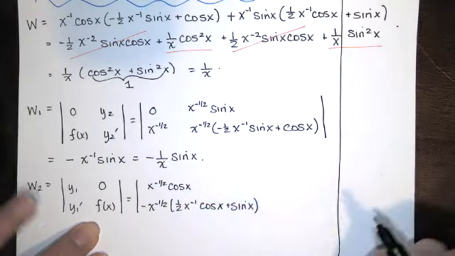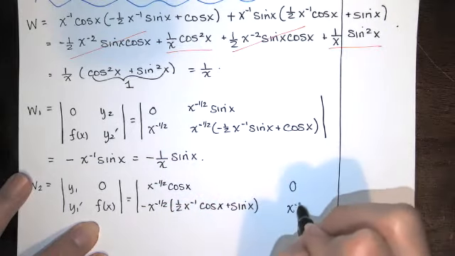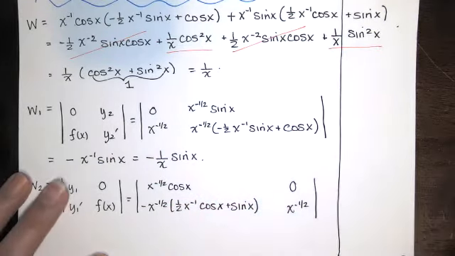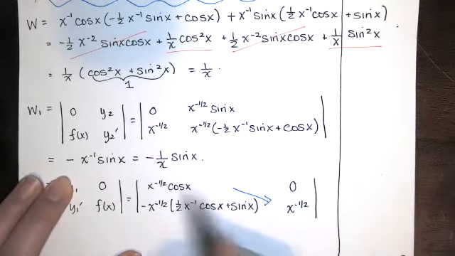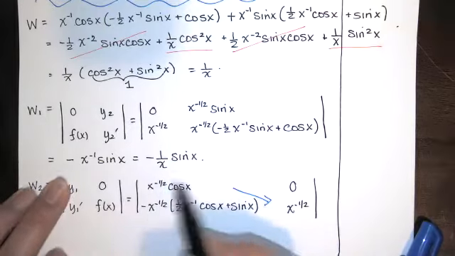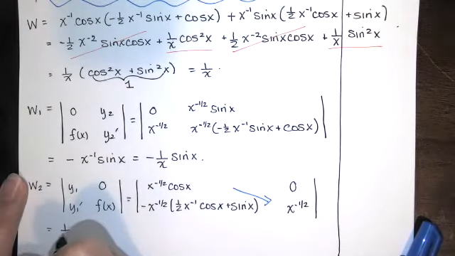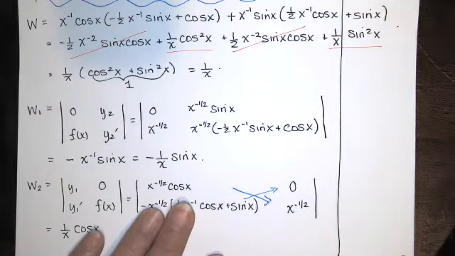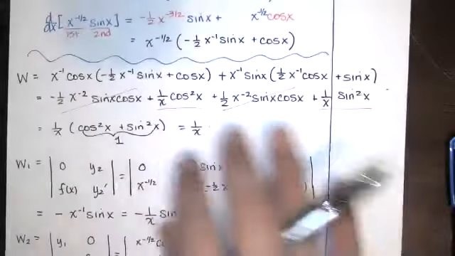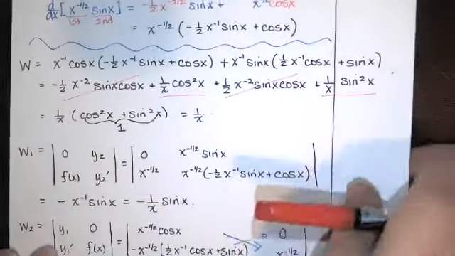And our second column is 0 and x to the negative 1/2. When we multiply across this diagonal, we get this times this, which is going to be x to the negative 1, which is 1 over x times cosine of x. And then we're subtracting something that is 0, so we're subtracting nothing. So we have our W, which took a little bit of differentiation and simplification, but it simplified really nicely.